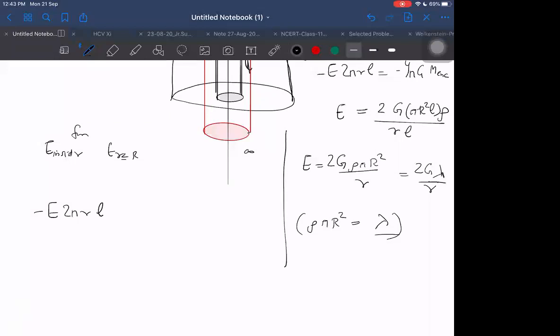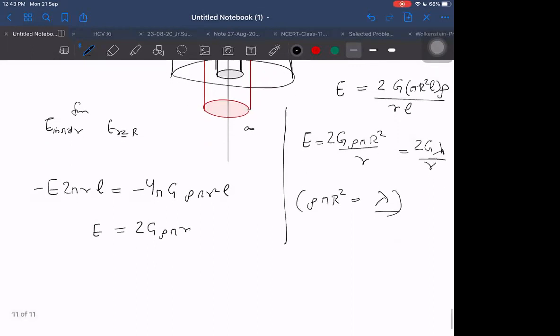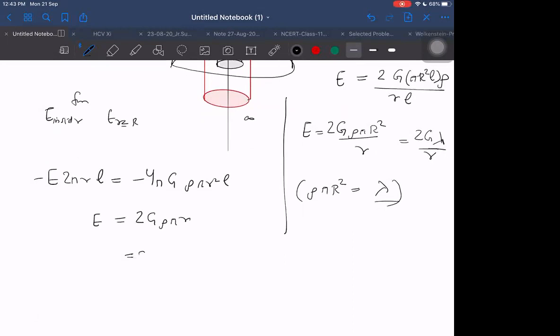So E into 2 pi rL is equal to 4 pi G into the mass enclosed, which will be rho into pi r square L. Then E is equal to 2G rho pi r. The L gets cancelled. So E is directly proportional to r.